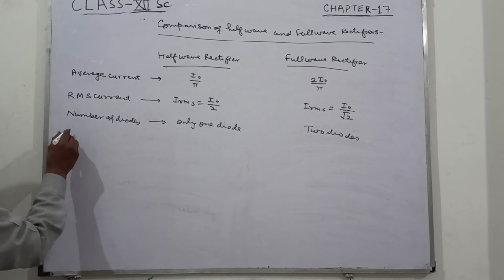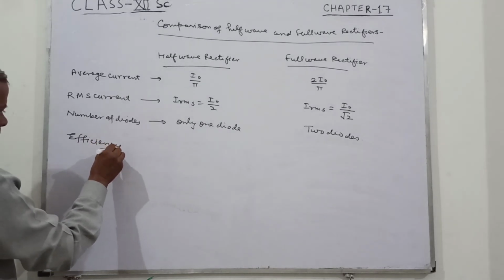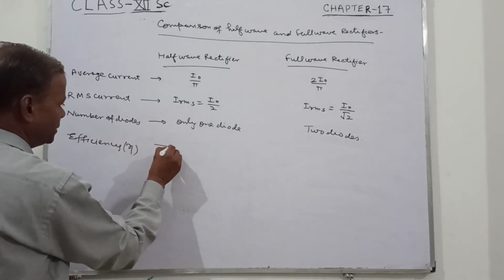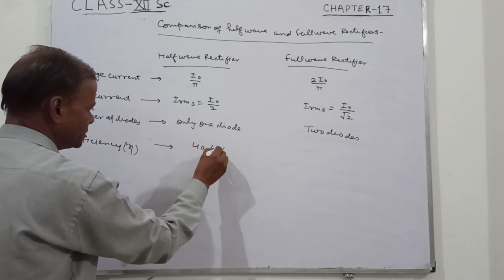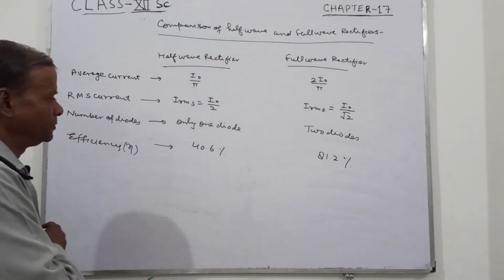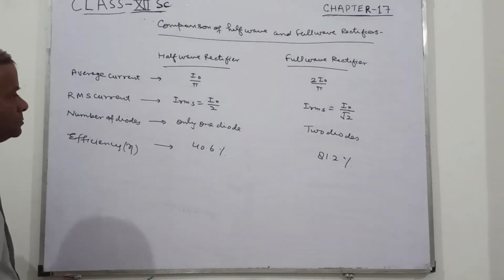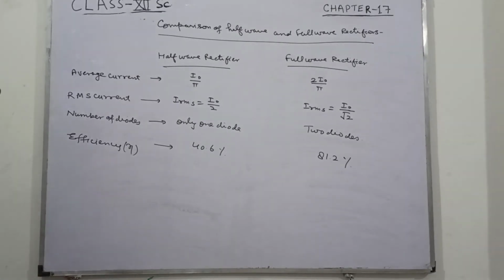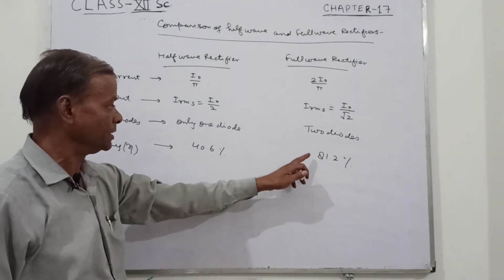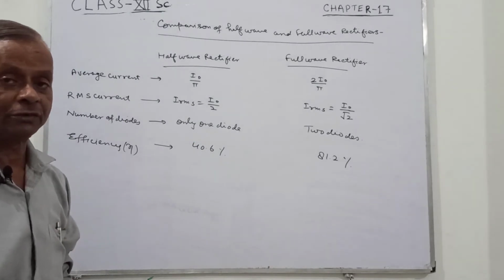And then the efficiency, eta. Here the efficiency is 40.6%, and here it is 81.2%, just double of this. So this is the comparison of the half wave and full wave rectifier. Because the value of efficiency is more, this full wave rectifier is more useful than the half wave rectifier.